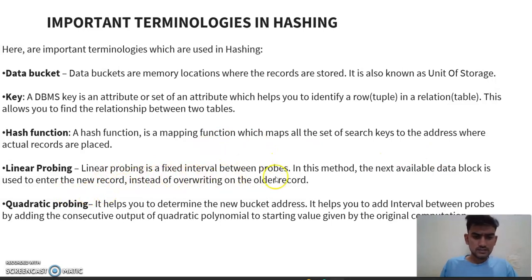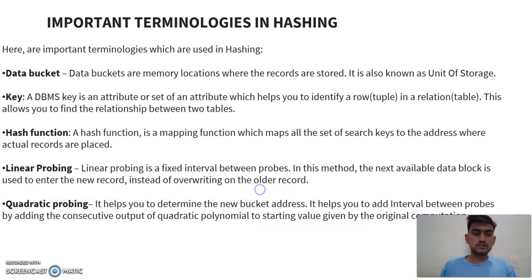Linear probing. Linear probing is a fixed interval between probes. In this method, the next available data block is used to enter the new record instead of overwriting the older record. Quadratic probing. In quadratic probing, it determines the new bucket's address. It helps you to add intervals between the probes by adding the consecutive outputs of a quadratic polynomial to the starting value given by the original computation.